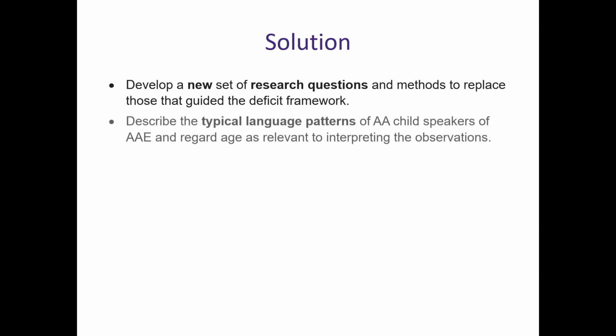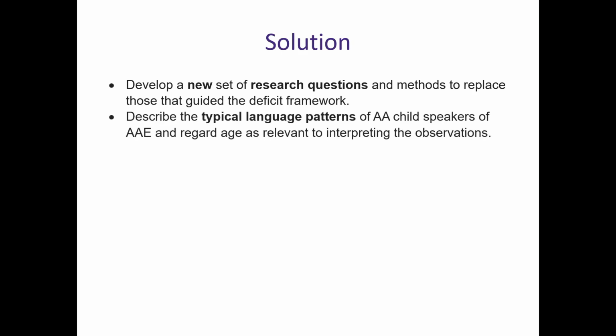So what's the solution? Well, actually the solution has been proposed as long ago as 1982 by Stockman and Vaughn-Cooke, and then 30 years later again by Stockman in 2010, that we should develop a new set of research questions that allow us to think about African American English as what it is, a way for children and people to communicate with each other that has typical language patterns of development.